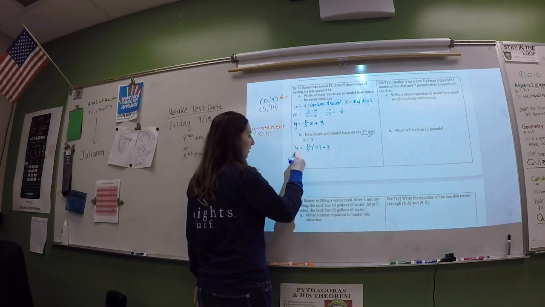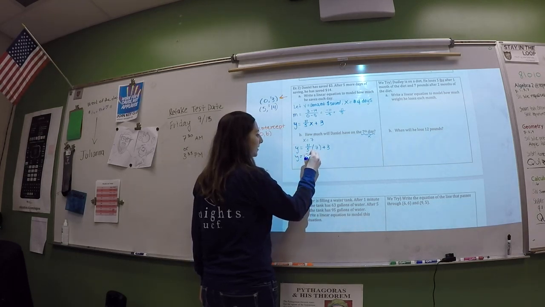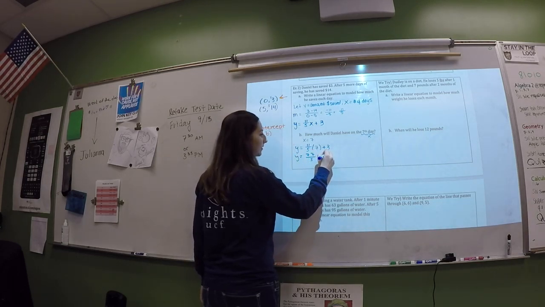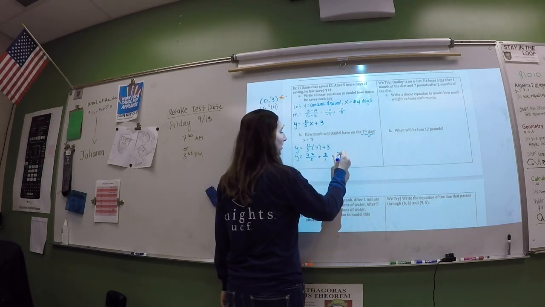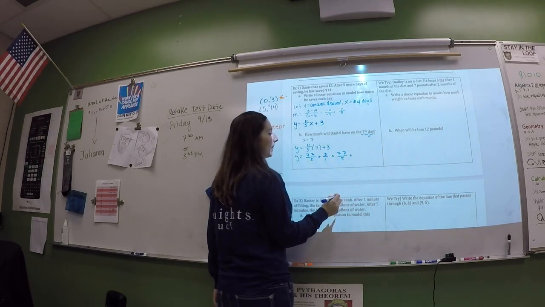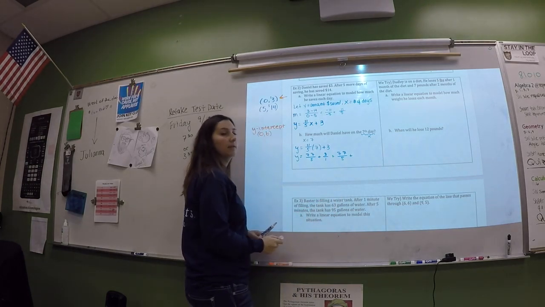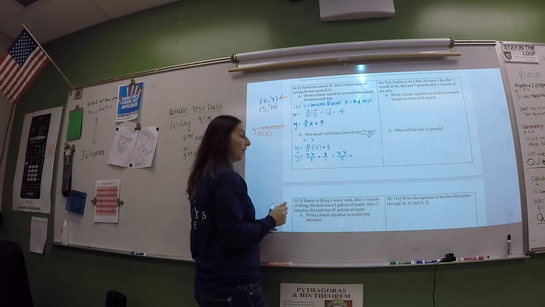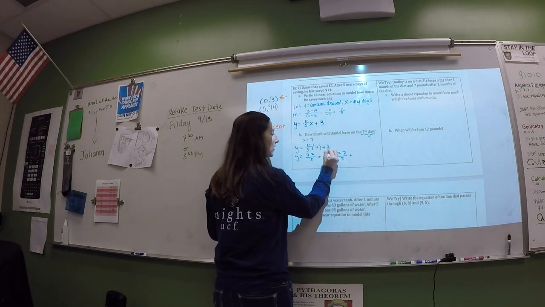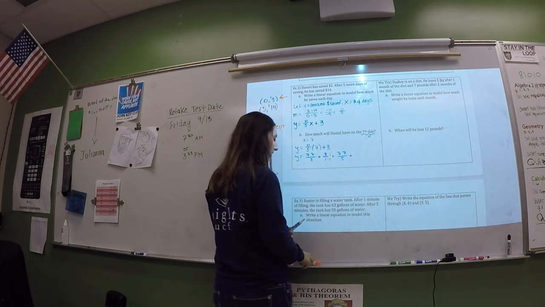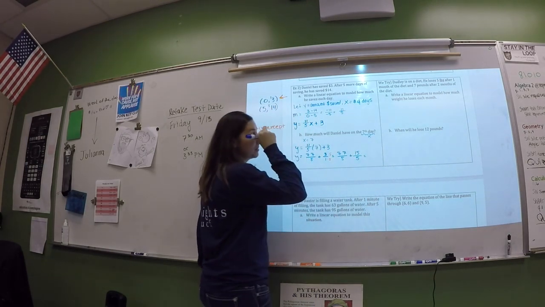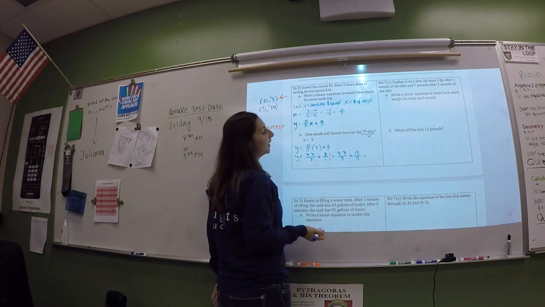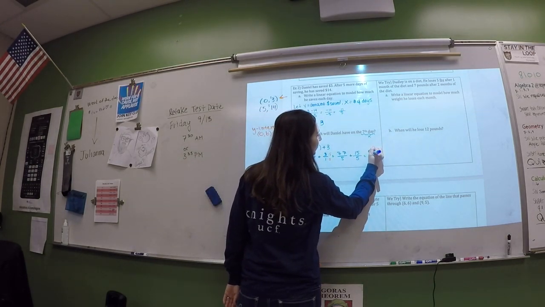So 11/5 times 7 is 77/5 plus 3 over 1. You would want to find a common denominator for that. So what would our common denominator be? 5. So we'd probably multiply this by 5 to get the common denominator. So that's 15/5. 77 plus 15 is 92/5.